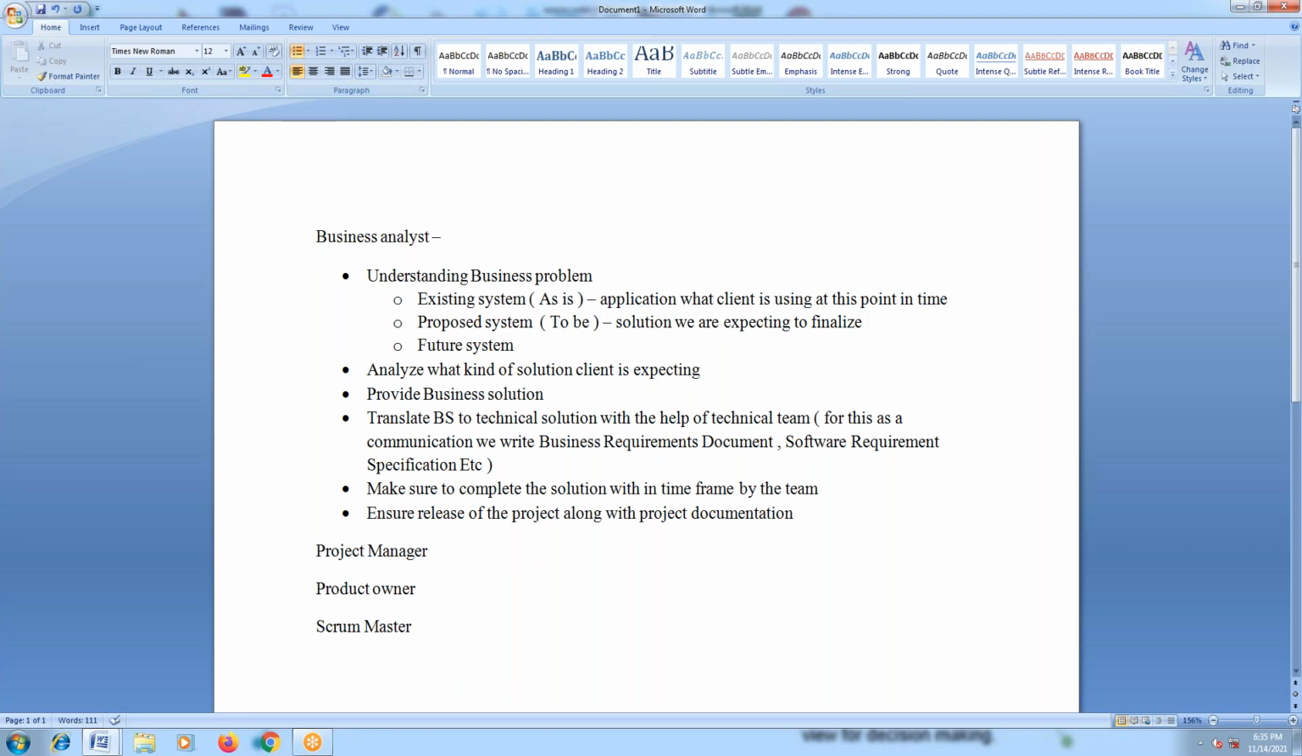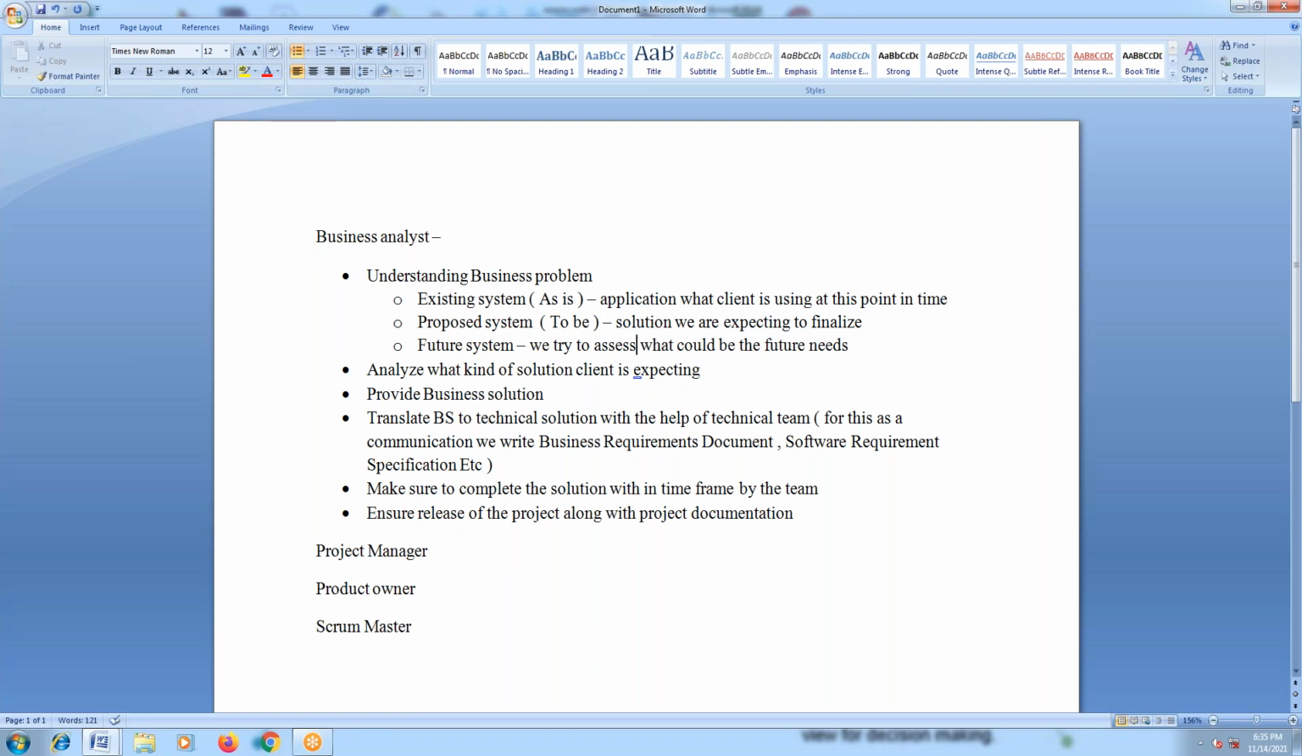So here we are not developing anything. In the future system, we try to assess what the future needs could be. That is the assessment we do. This is what we call the future system. Understood? Here we are not developing anything. We are developing the existing system.